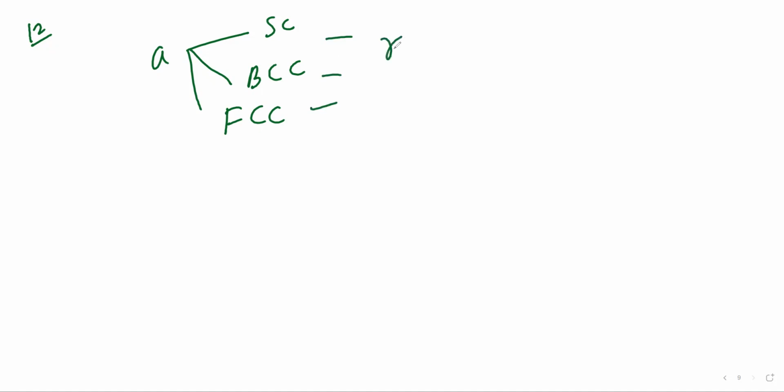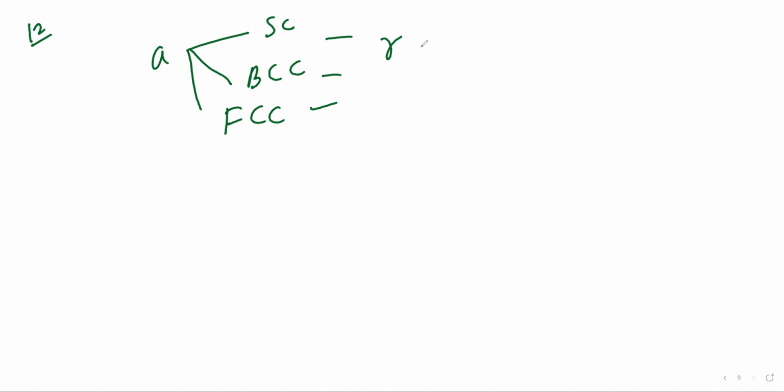Now look at the next sum, that is 12. If A stands for the edge length of the cubic system, so A is your edge length in simple cubic, body-centered and FCC. It is used for all three types of crystal: simple cubic, body-centered cubic, face-centered cubic. Then the ratio of the radii of the spheres. We have to find the relation between R and A for all three cases. Just remember the formula for this.